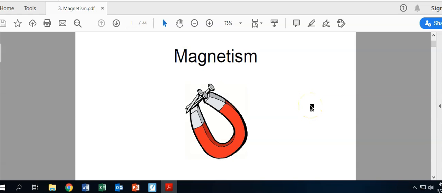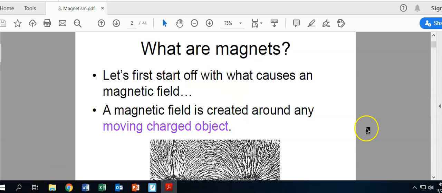Today we'll be discussing magnetism. There's very little you need to know in the Regents Physics curriculum anymore about magnets. We will only basically discuss the bar magnet, the horseshoe magnet, and the shapes of their fields. So let's get started. What causes a magnetic field around an object?